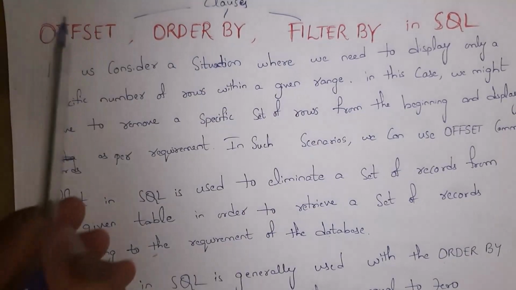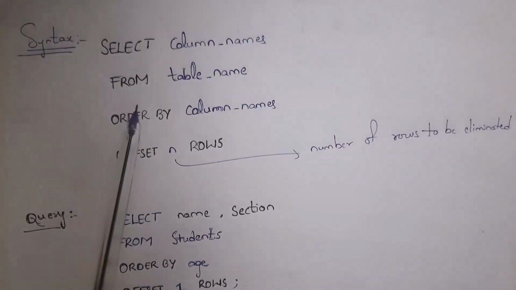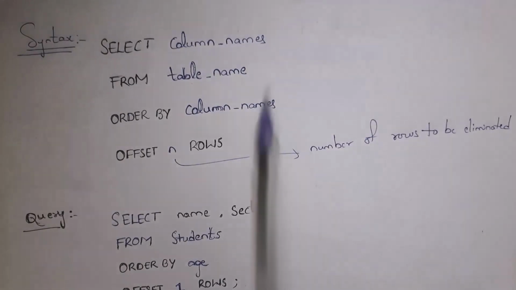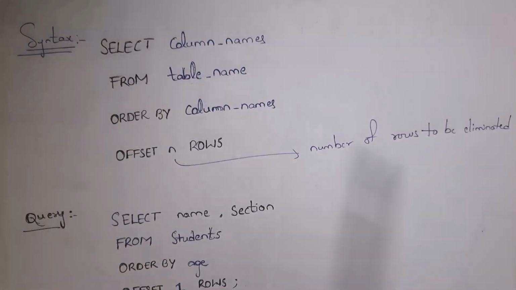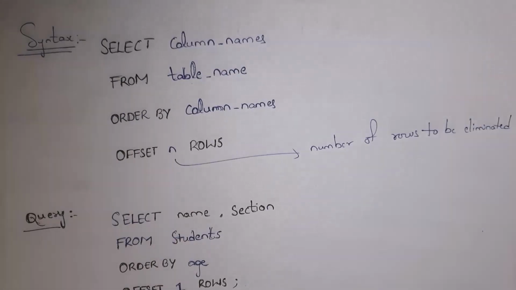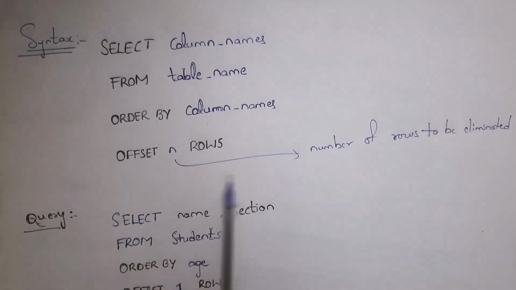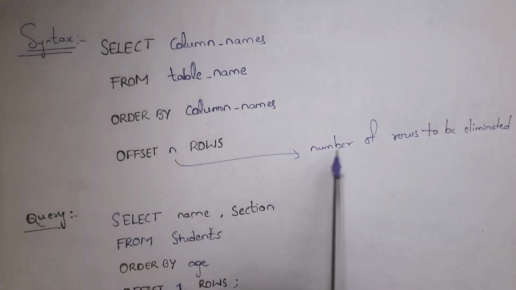Guys, I will explain both offset and order by by giving one example. This is the syntax of order by and offset. At first, you need to select columns from a table. So just write here select column names from table name. Next, write here order by column name. For example, I want to arrange data according to roll number, like roll number 1, 2, 3, and so on. So directly you can give the column name here, that is the roll number column. And next write here offset n rows. N is nothing but the number of rows to be deleted.